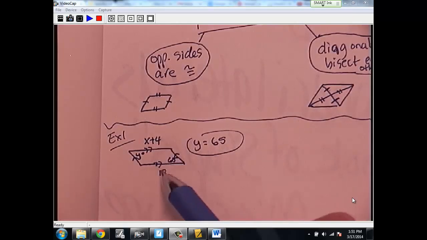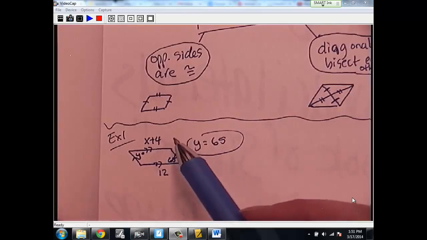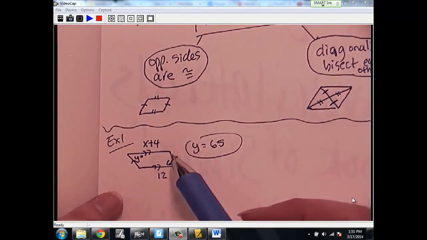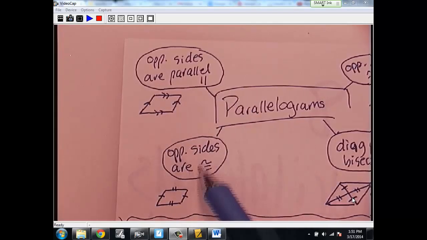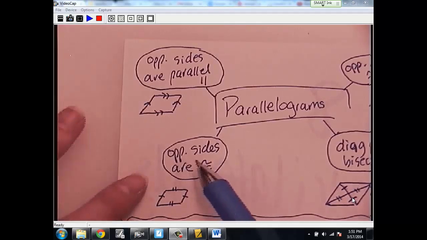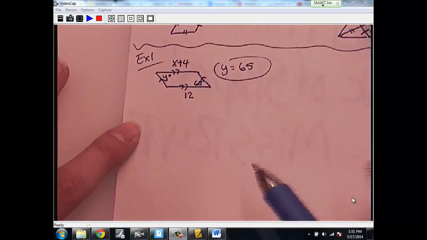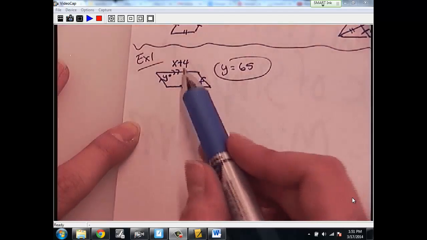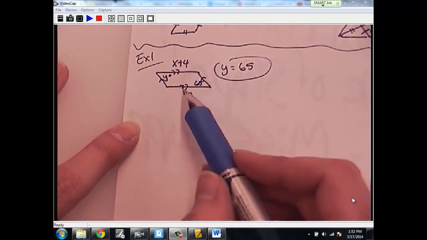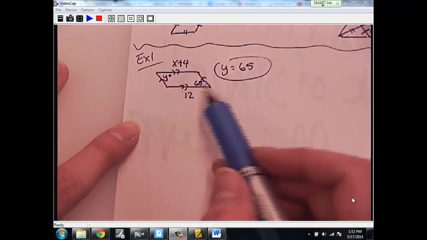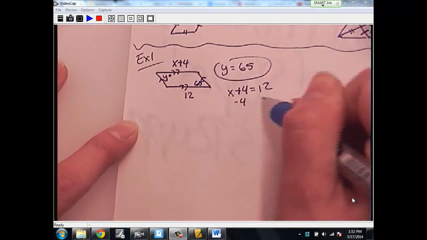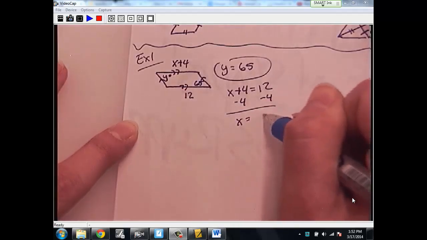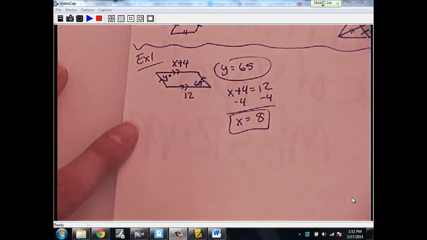And this x plus 4 and this 12, what does that refer to? Sides, angles, or diagonals? The sides. So opposite sides are parallel. We showed that. We also know opposite sides are congruent. So we come down here. If these are congruent, congruent means equal. So set them equal. So we can say x plus 4 equals 12, minus 4 minus 4, x equals 8.